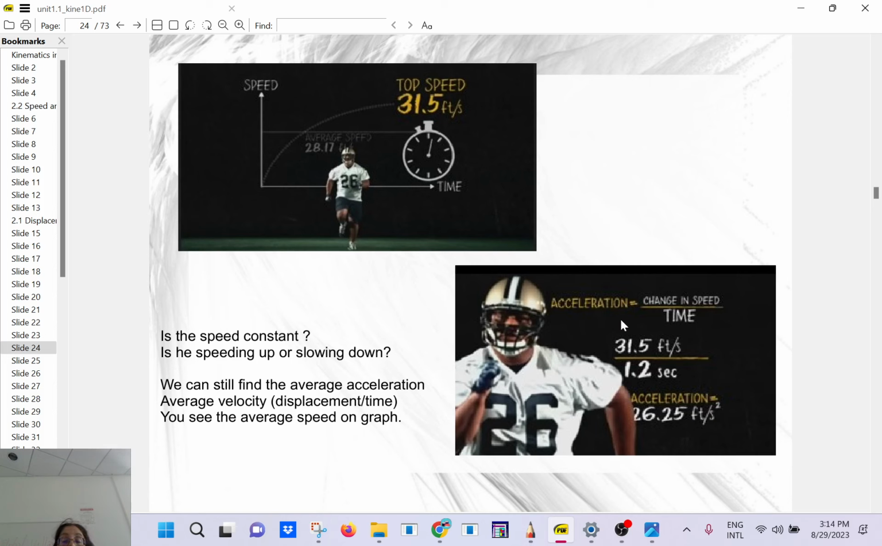We're going to see that the acceleration during that time, between speed zero and the top speed of 31.5, will be the change in speed over time. For now, we don't talk about direction yet, but just to give you an idea, the average acceleration will be the change in velocity over the change in time. So how fast he is getting faster. Every second, he's increasing the speed by 31.5 feet per second. So we talk about position, velocity, displacement, distance. Now we're going to talk about acceleration.